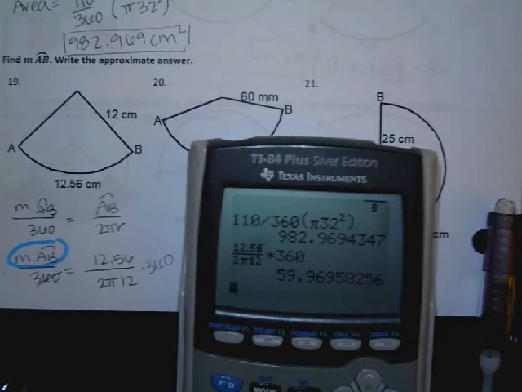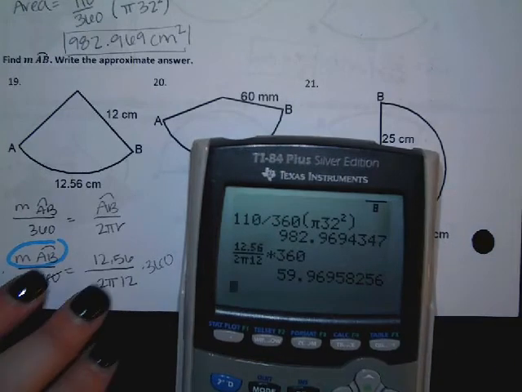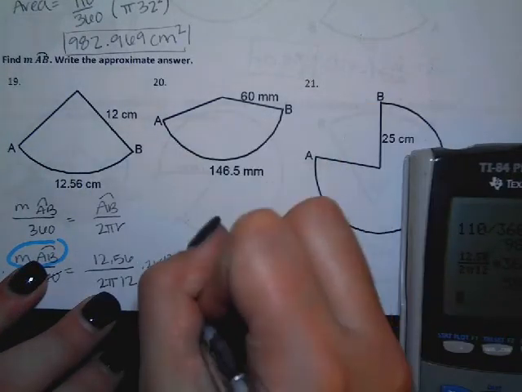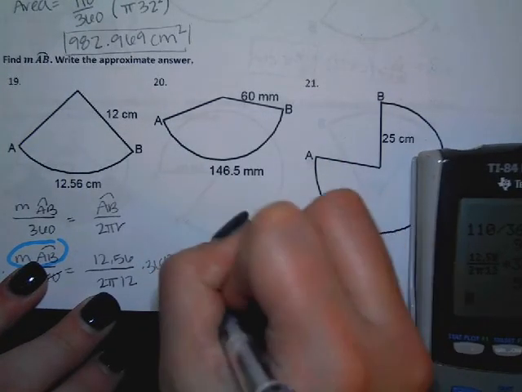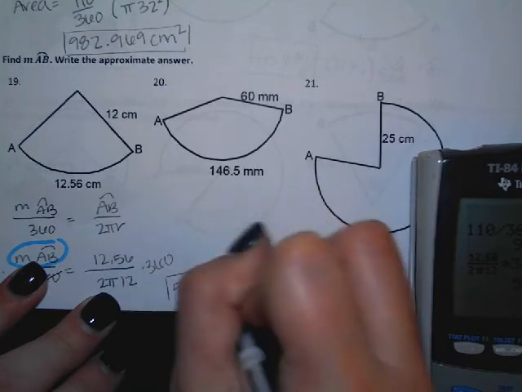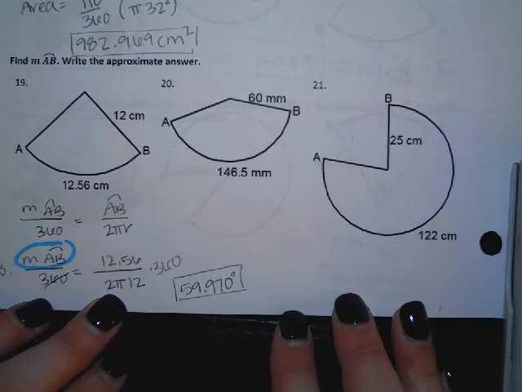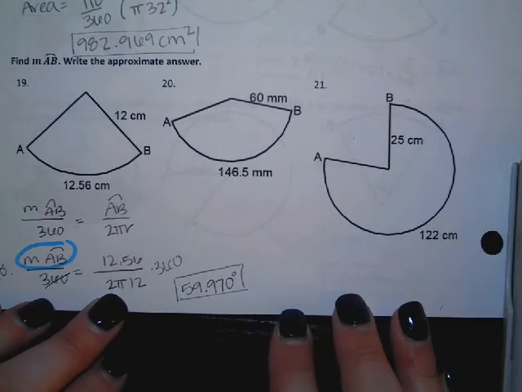So 59.969, well then 69 is going to round up to 70. So 59.970. Does that angle look reasonable? Yeah, it's a pretty reasonable angle for this picture, yeah.